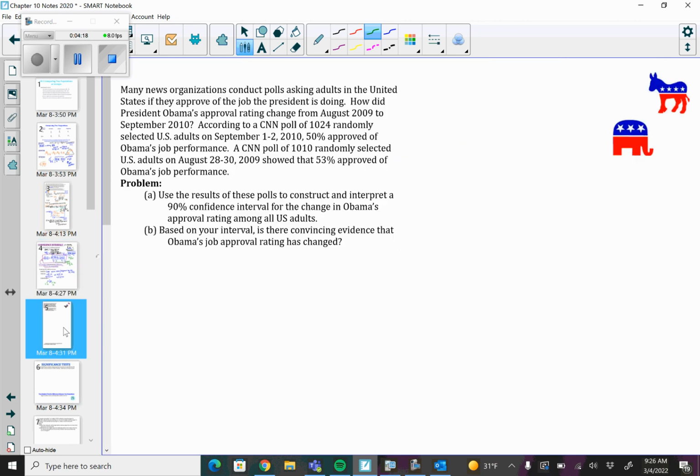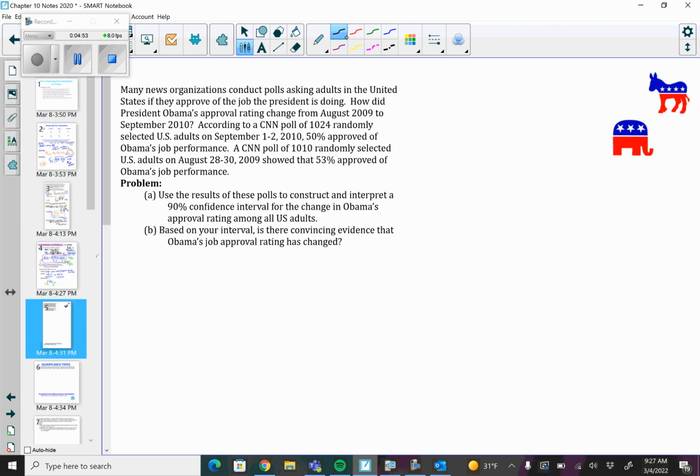Let's look at an example. Many news organizations conduct polls asking adults in the United States if they approve of the job the president is doing. How did President Obama's approval rating change from 2009 to 2010? According to a CNN poll of 1,024 randomly selected U.S. adults in September of 2010, 50% approved of Obama's job performance. A CNN poll of 1,010 randomly selected adults in 2009 showed that 53% approved of his job performance.